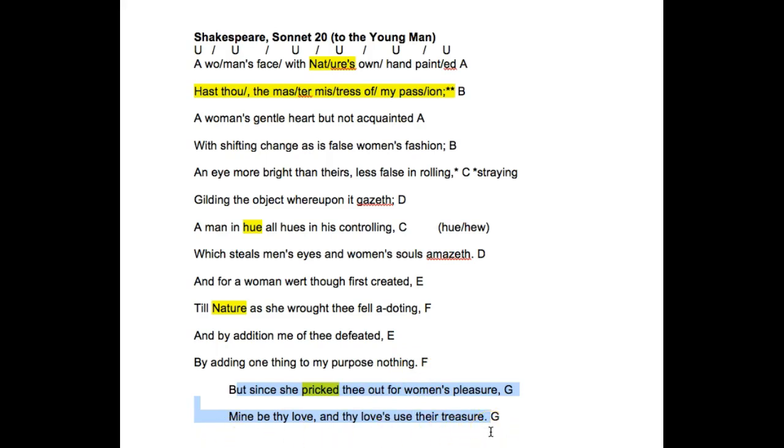So what is his solution? "Mine be thy love," so give me your love, right? "And thy love's use their treasure." And so in other words, give them your body, your physical love, but give me your spiritual or platonic love is presumably the implication here.